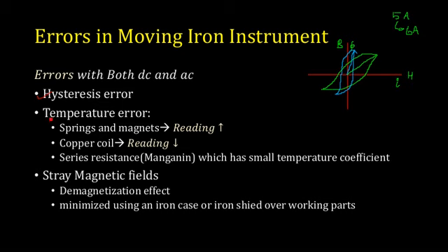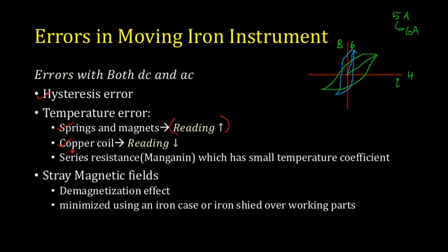Now the second one is the temperature error. The temperature error affects the instrument in two ways. It affects the springs and the magnets. It also affects the coil which is being wound as the fixed coil. Now in case of springs, what happens? As the temperature increases, the springs will be expanding, and in case of magnets, the permeability will be affected. The net effect is that the meter will be indicating a higher reading.